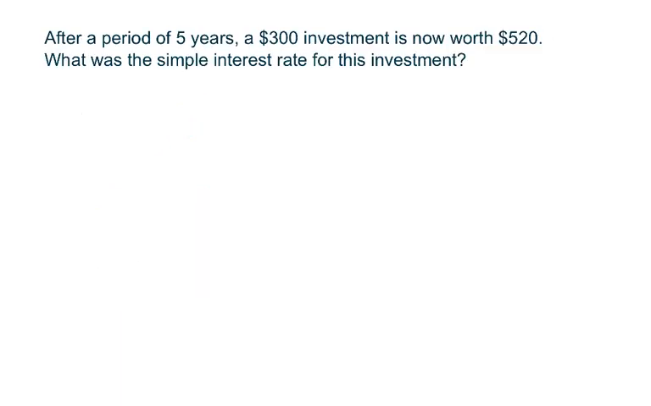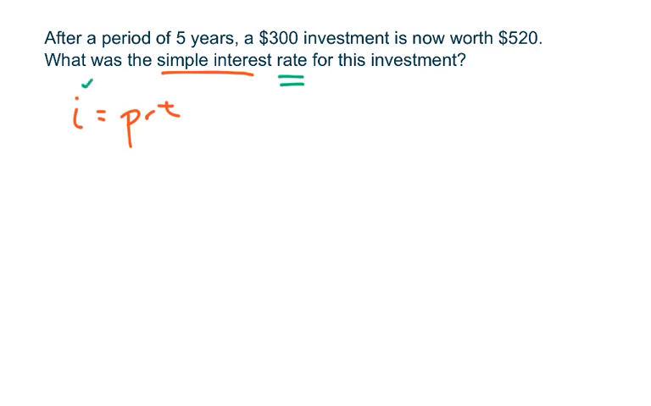Let's look at one more. After a period of 5 years, a $300 investment is now worth $520. What was the simple interest rate for this investment? So we're told that it's simple interest, so we know the formula we're going to use here is I equals P times R times T. This problem's a little bit different from the last one, however, because here we are asked to find the rate. So now, instead of looking for I, we're looking for R. We're going to plug in for all the other values, and then we're going to use a little bit of algebra to find R.